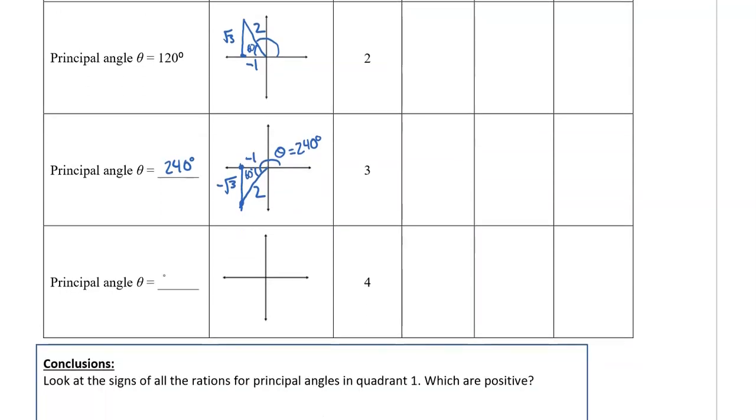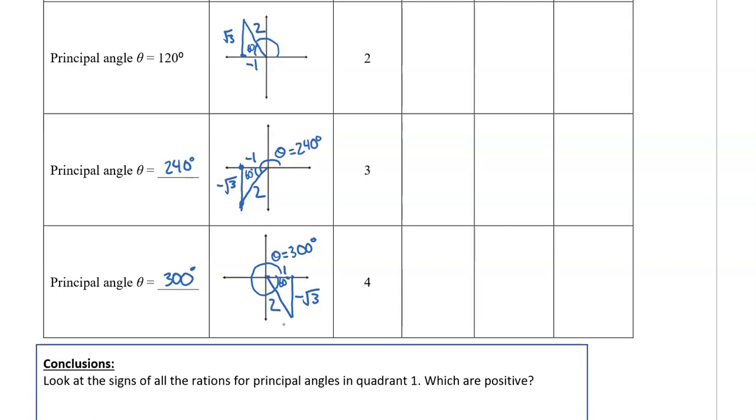And the last one here is going to be in the fourth quadrant. So if I go all the way around to here, and this is a 60-degree angle, then theta is going to be 360 minus 60 degrees, or 300 degrees. So that last one, 300 degrees. This is negative root 3. This is positive 1 along here because it's now a positive x value, and this is positive 2.